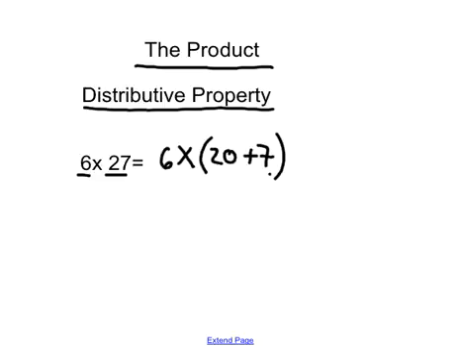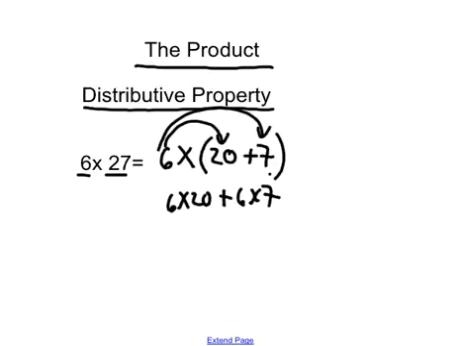Now the distributive property would state that I could multiply this 6 times this 20 and this 6 times this 7 and then add together those products and I would end up with the product of 6 times 27. So let's see, 6 times 20 plus 6 times 7. So 6 times 20 would be 120 plus 6 times 7, which is 42. So this would be 162. Let's just check that the old-fashioned way.